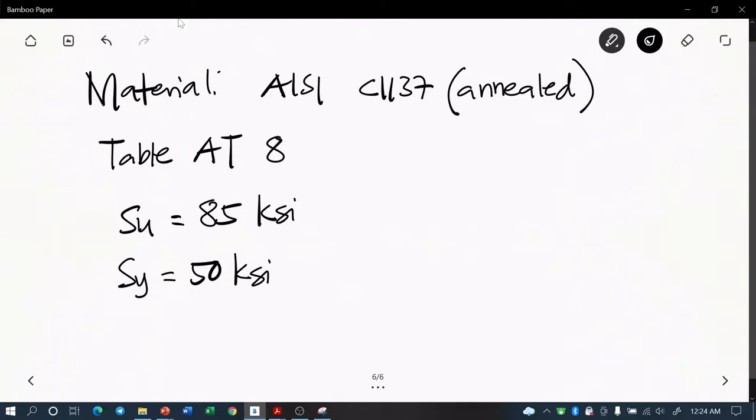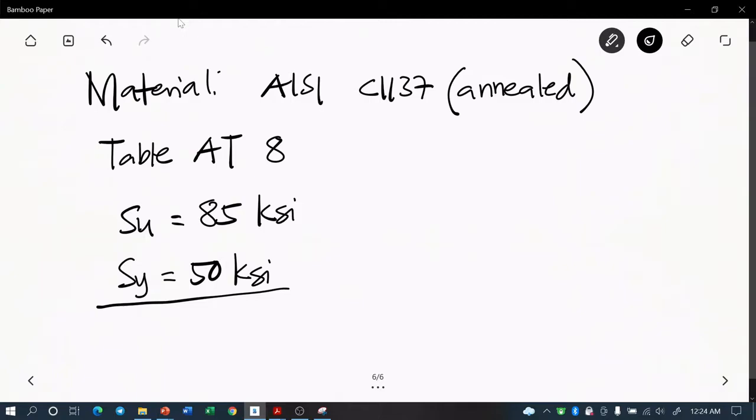In designing for torsion, since the shaft is subjected to torsional stress, we're going to determine the design stress based on the yield strength. Among the properties that we have found from table 8-8 for 1137, we are more interested in this value, the yield strength. Thus this yield strength will be used in determining the design stress.